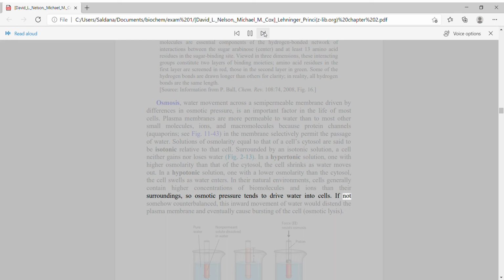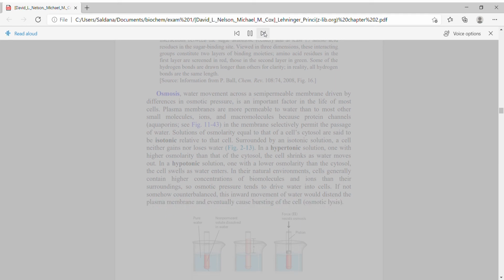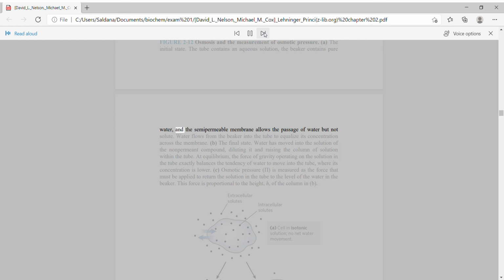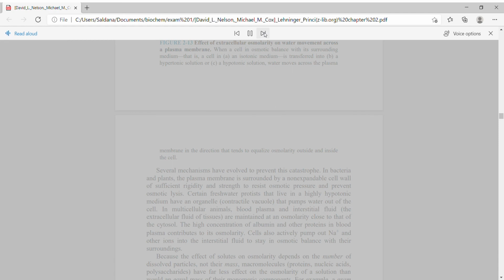If not somehow counterbalanced, this inward movement of water would distend the plasma membrane and eventually cause bursting of the cell, osmotic lysis. Figure 2-13. Water and the semi-permeable membrane allows the passage of water. Several mechanisms have evolved to prevent this catastrophe.